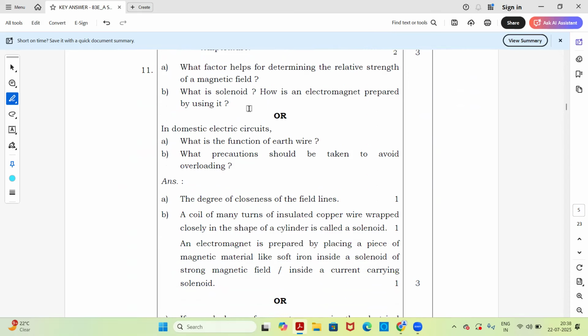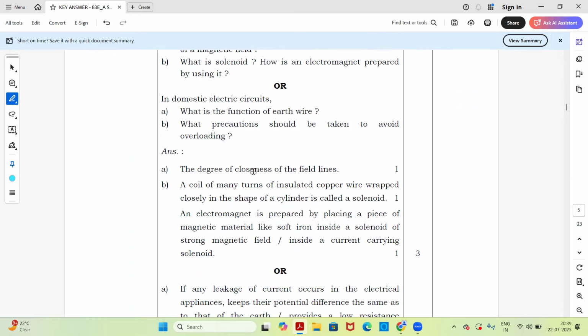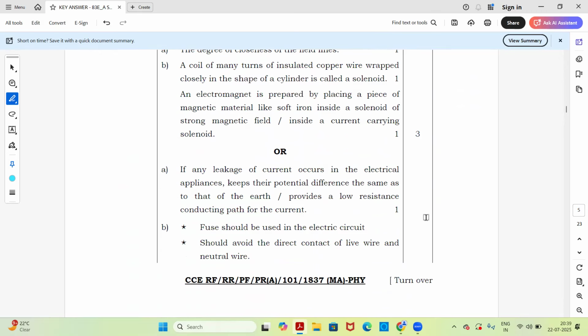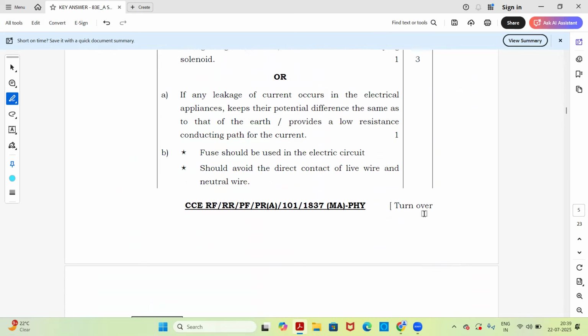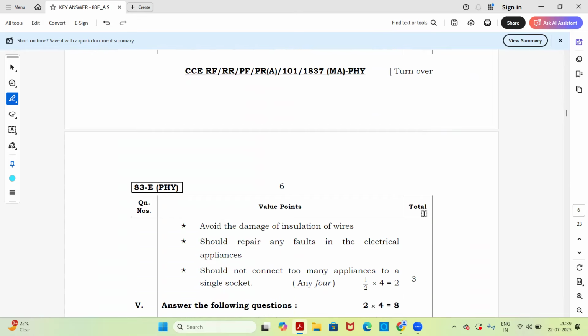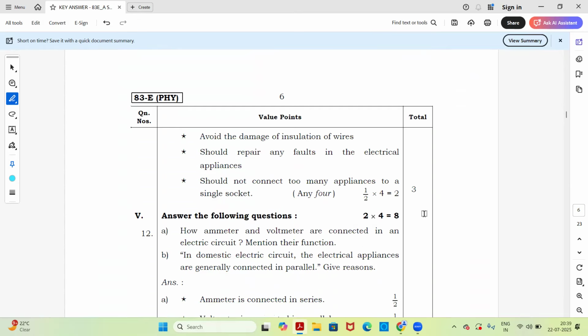So these are two questions which you can write, or either you can write: in domestic electric circuits, what is the function of the earth wire? And B question, what precautions should be taken to avoid overloading? So any one out of these two can be written. The answer is given here for the first one, A and B, and the answer for the second part is given here. Please pause the video and look at it if you want more time. Here many points are given. You can write any 3 to 4 points.